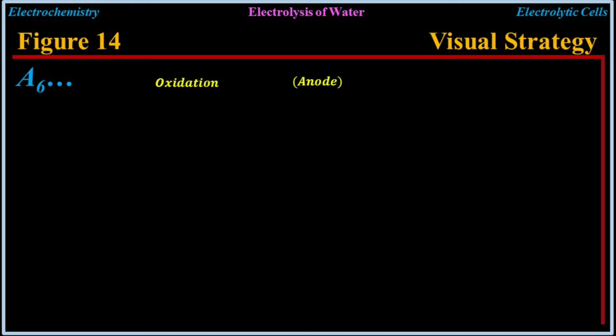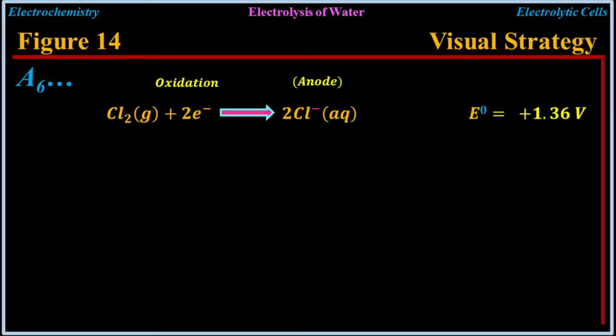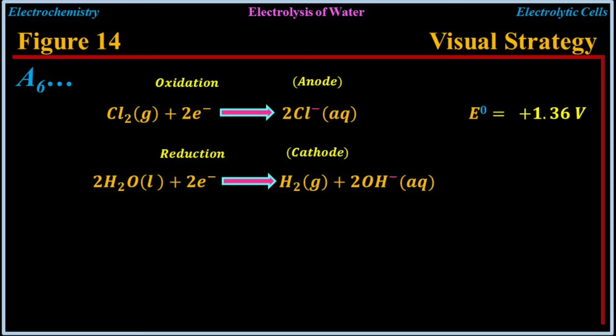So I'm going to do the answer to 6 very slowly. You have the oxidation at the anode, and that's going to be the chloride turning to chlorine. That's the oxidation. And that's going to have an E naught of plus 1.36 volts. And then the reduction at the cathode. And that's going to be water plus 2 electrons yields hydrogen and hydroxide. And that's going to have an E naught of negative 0.42 volts.